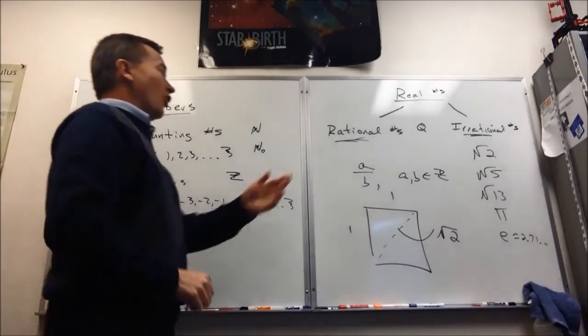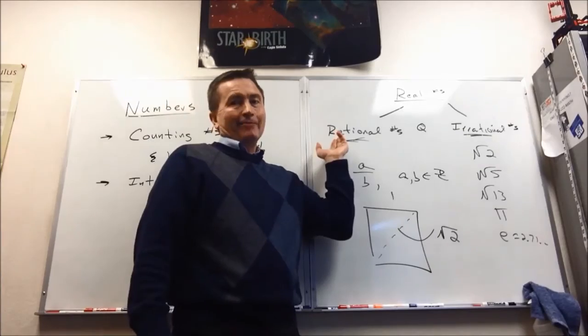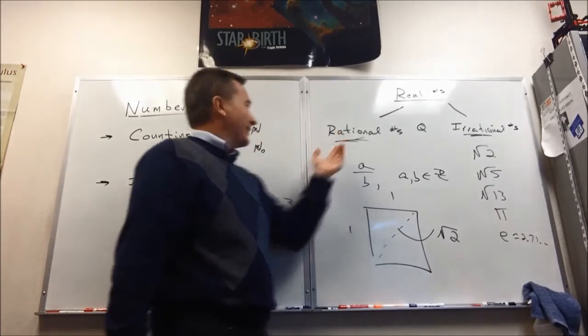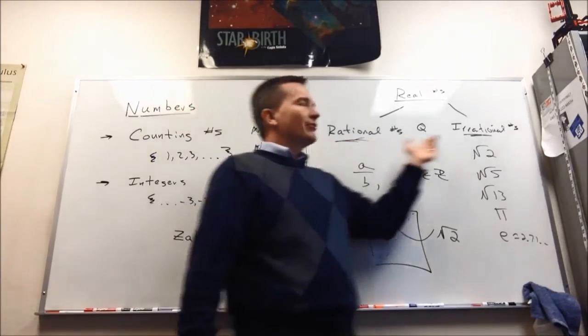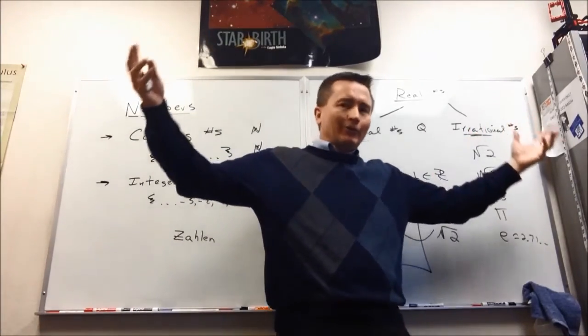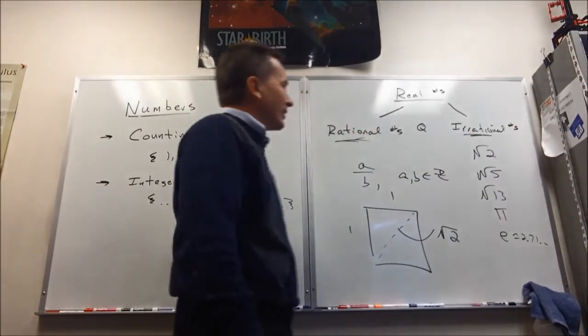It turns out that there's a whole lot of rational numbers, but they're countable. I can count them. Like I can count the counting numbers, 1, 2, 3, 4, 5. I can count the rational numbers. The irrational numbers are uncountable, which is kind of interesting. All right, so maybe that's enough of that.